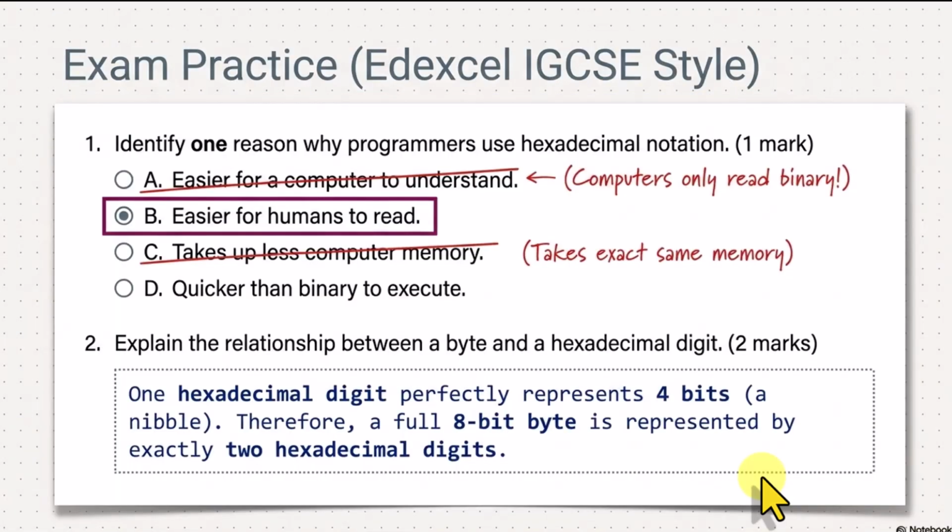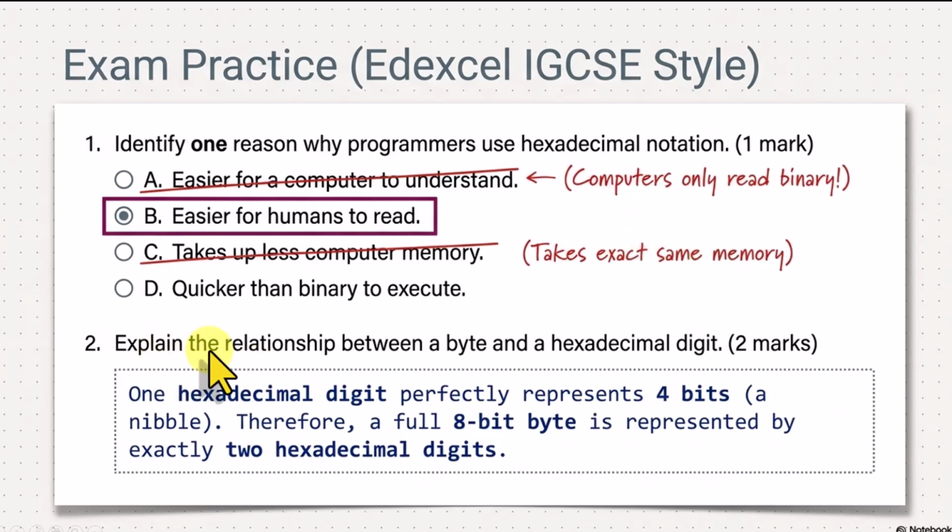Going to the exam practice questions. Identify one reason why programs use hexadecimal notation. These are just questions from past papers. Is it easier for a computer to understand? We just said that computers only read binary; they cannot understand hexadecimal. Easier for humans to read, that is correct. Takes up less computer memory? It takes up the exact same memory, because in the computer it has to be saved in binary. Quicker than binary to execute? Again, the computer executes only binary. So it is easier for humans to read.